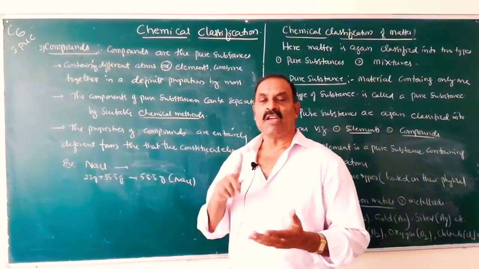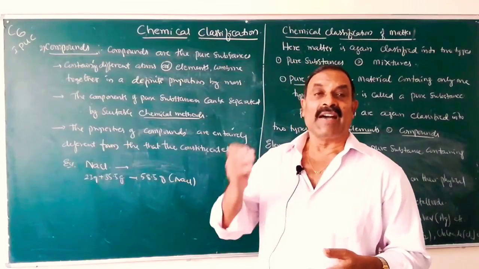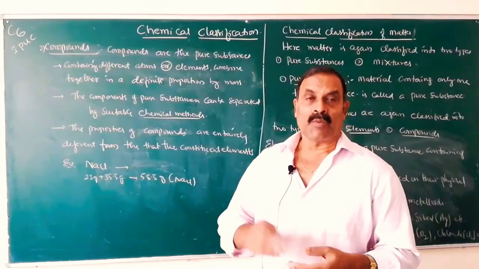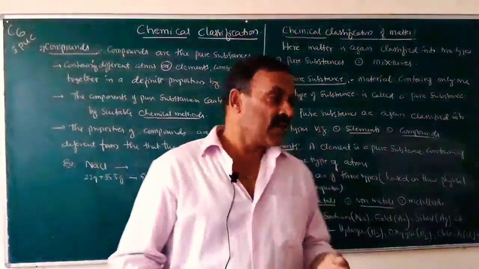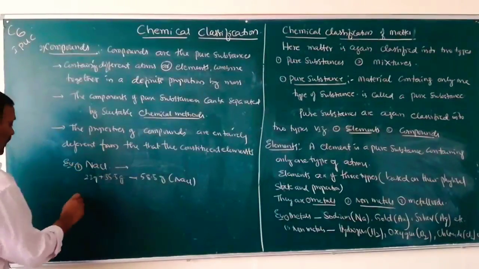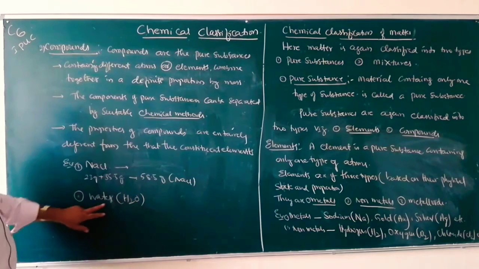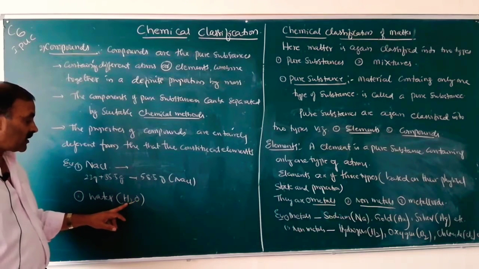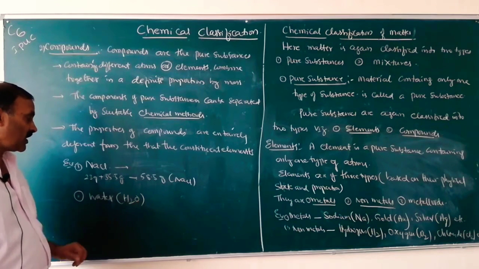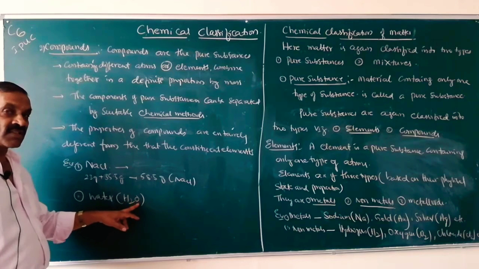This is the second point. Third point, the properties of pure substances are entirely different from the properties of their constituent elements. Properties of sodium chloride are entirely different from the properties of sodium and the properties of chlorine. Similarly, number 2, water. Water is a compound. It consists of the elements hydrogen and oxygen, combined in a definite proportion by mass. 2 gram of hydrogen combined with 16 gram of oxygen to form water. The properties of water are entirely different from hydrogen and oxygen.